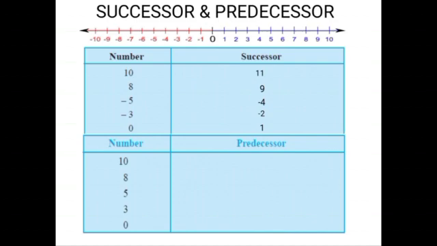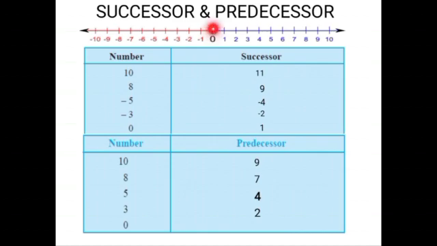And then predecessor. What is the predecessor of 10? The number left to 10, that is 9. What is the predecessor of 8? The number left to 8, that means 7. What is the predecessor of 5? That is 4, right. What is the predecessor of 3? Yes, 2.